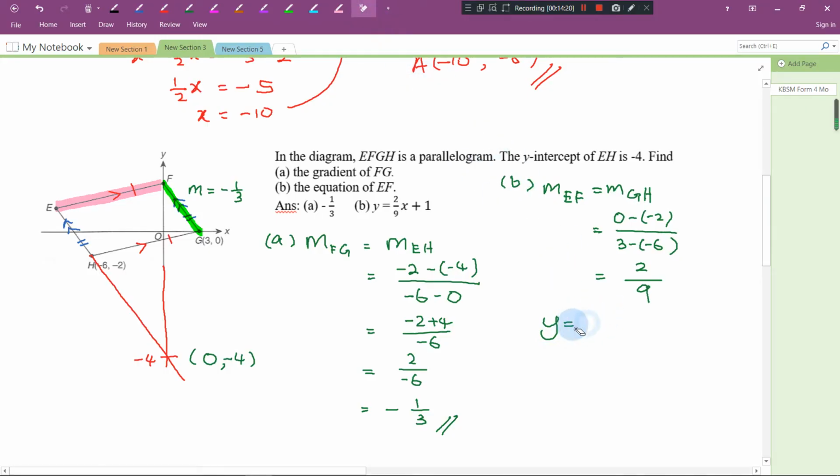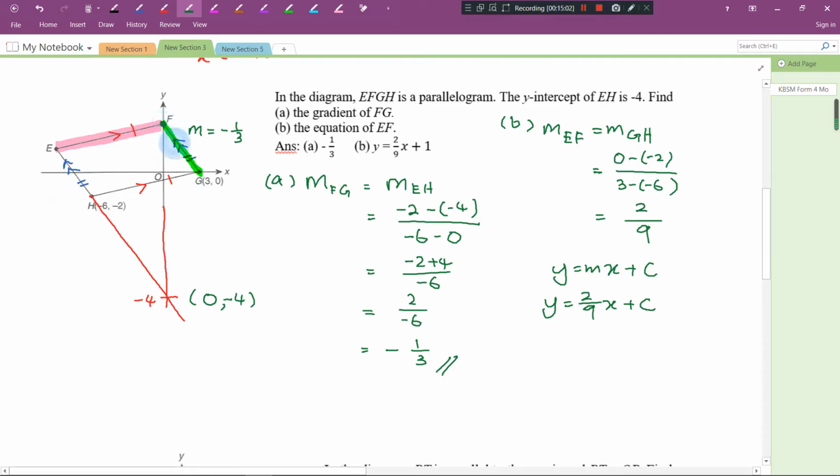Before I write this, it's better I write this one first. y equal to mx plus c. I know that m is equal to 2/9, so I'm going to substitute this into here. y is equal to 2/9 x plus c. Now it's time to get 1 point on this straight line to help us get the value of c. I think I just try to get the point F here, because this point F is the y-intercept of this straight line. So if I can get this coordinate here, I can get the value of c easily.